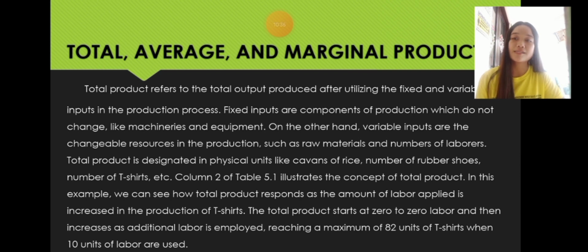So column 2 of table 5.1 illustrates the concept of total product. In this example, we can see how total product responds as the amount of labor applied is increased in the production of t-shirts. The total product starts at 0 with 0 labor and then increases as additional labor is employed, reaching a maximum of 82 units of t-shirts when 10 units of labor are used.